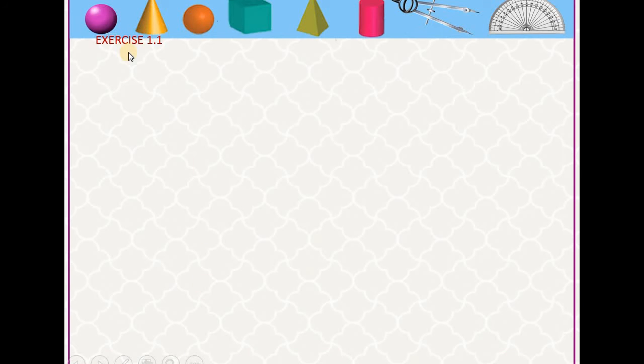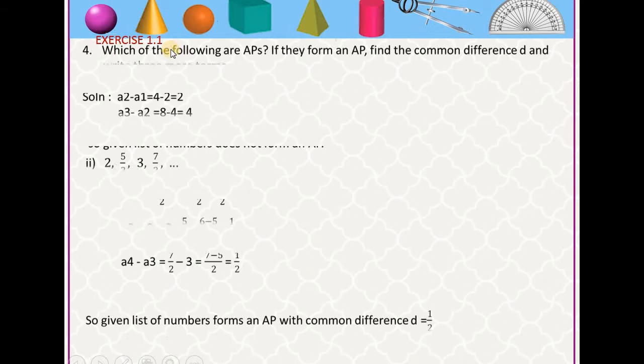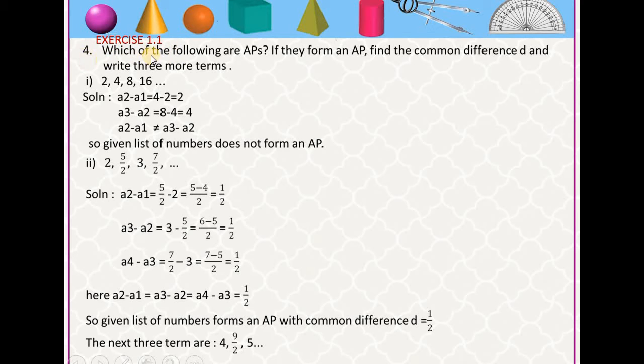Arithmetic progressions, exercise 1.1. Fourth question. Which of the following are APs? If they form an AP, find the common difference D and write 3 more terms. So here in the question, arithmetic progression is given. If the given terms form an arithmetic progression, we have to find the common difference and write the 3 terms in this arithmetic progression.